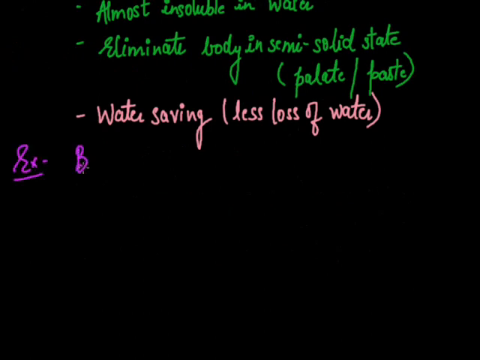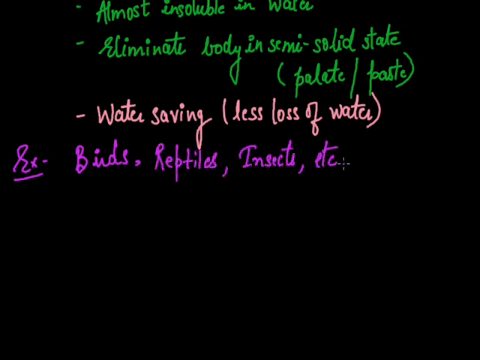The examples are birds, reptiles, insects, etc. As we have seen that bird excreta is formed in the form of pellet or a paste. It is having less quantity of water, as a bird excretes uric acid.